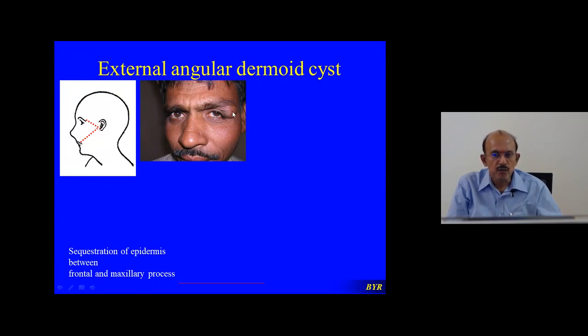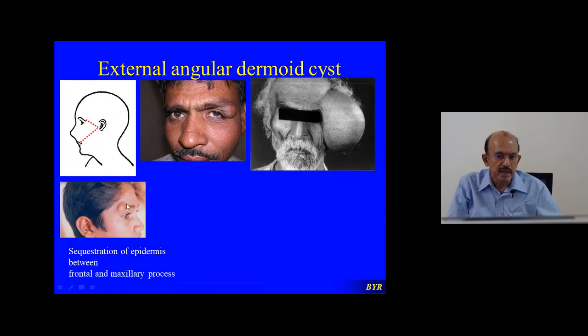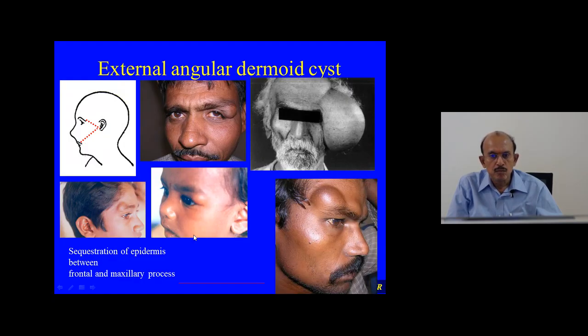So this is one of the very commonly seen sites of dermoid, external angular dermoid. It can be large like this. So this is again another external angular dermoid. External angular dermoid is a very common presentation of sequestration dermoid. It is due to sequestration of epidermis between frontal and maxillary process.